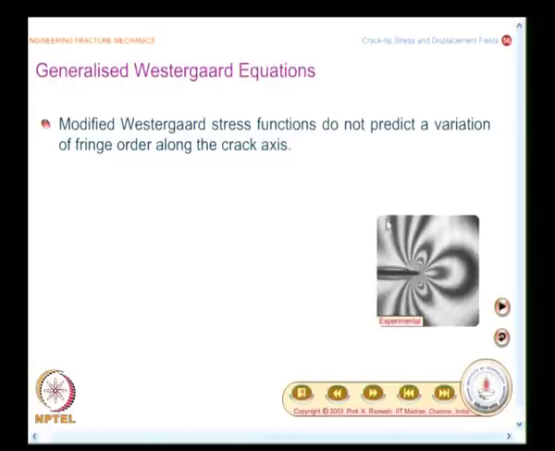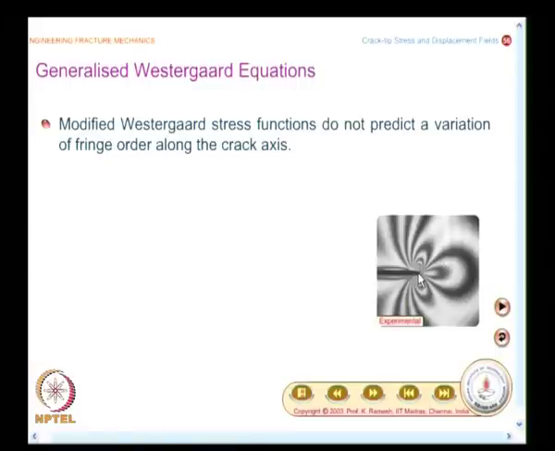I have been showing these photoelastic fringes for quite some time. I am sure you must now be very familiar in appreciating the fringe contours. So, what you have here is the crack, and you have fringes which are forward tilted. As you go close, the fringes become almost straight, and along the crack axis you find frontal loops.